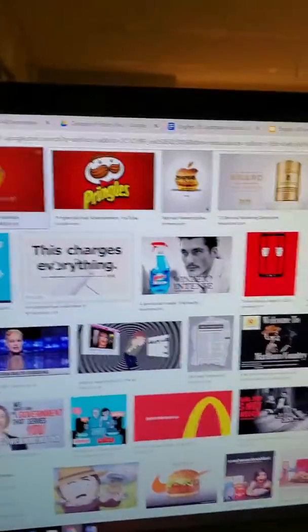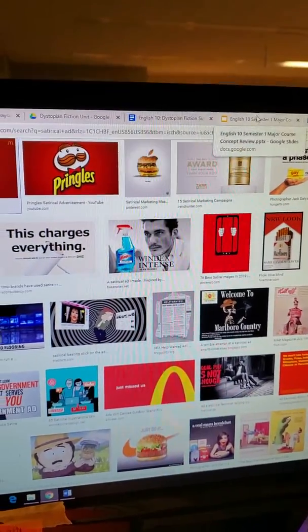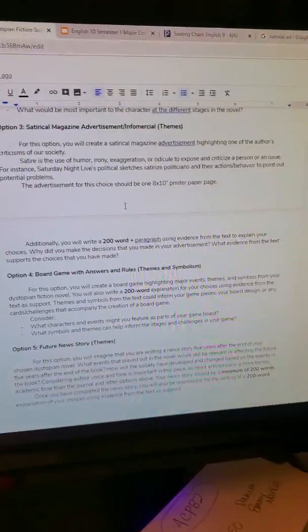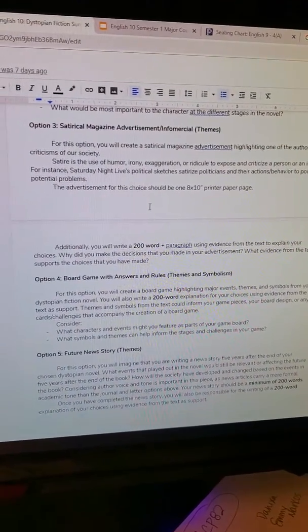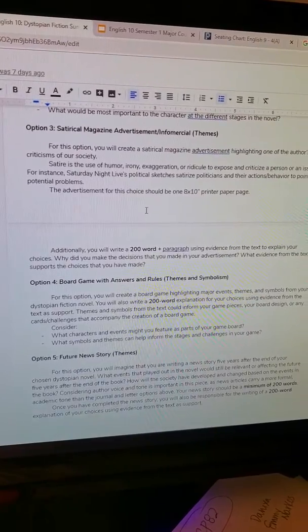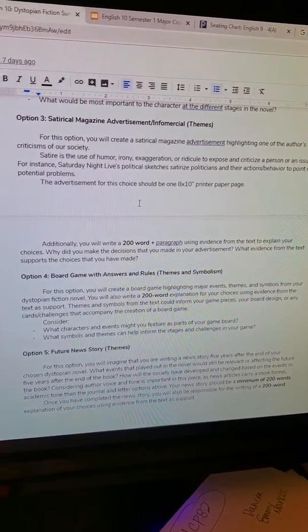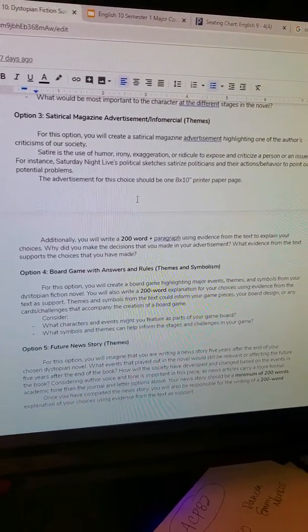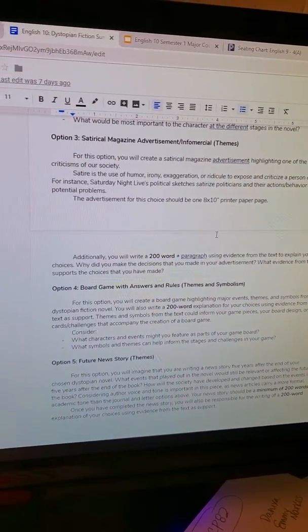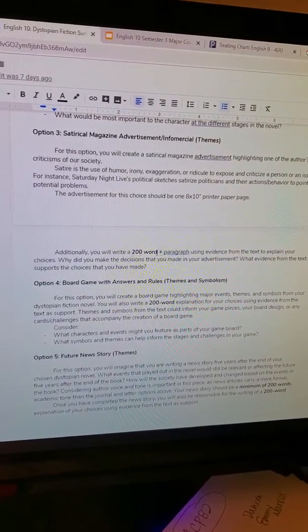So you take one aspect that the author is criticizing in the dystopian fiction book that you have, and you're going to create a satirical ad to point out that issue. Maybe it's government control, maybe it's lack of privacy, maybe it's technology, all those different things that we just discussed in class. That's what you'd want to focus on. And then you write the 200-word paragraph.